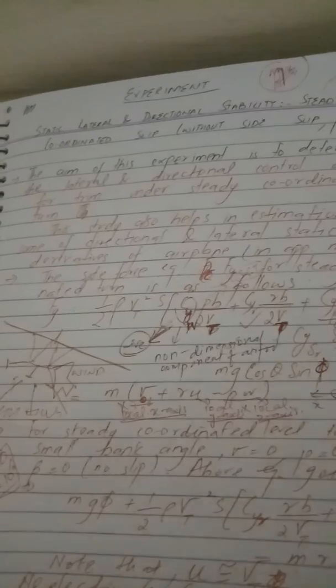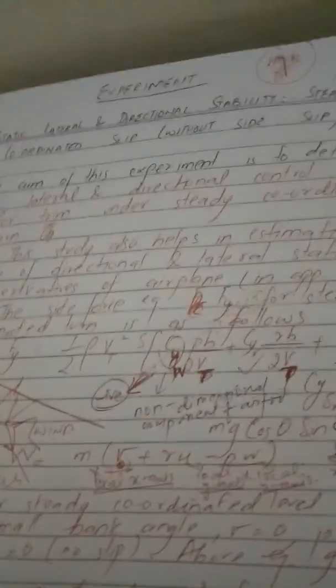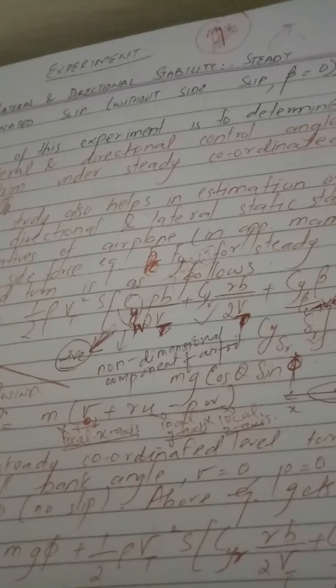But this study also helps in estimating some of the directional and lateral static stability derivatives of the aeroplane in an approximate manner. From the engineering point of view, we are here to find the approximation, and the best possible way of getting it is through derivatives. If we get an equation with those derivatives, we can check the approximate values and the major contributors of the force, which is the side force. We're going to explain it further.